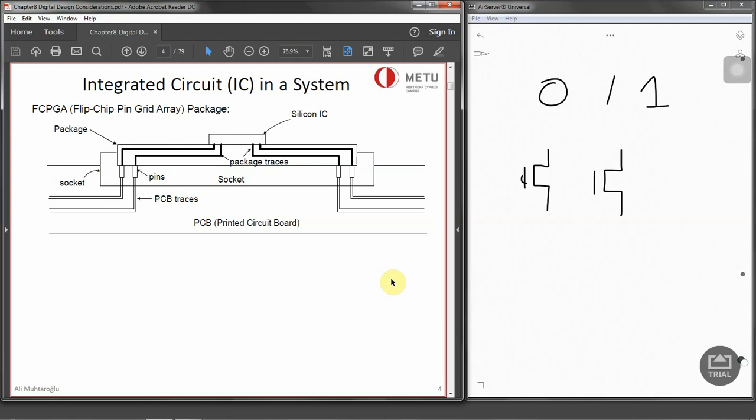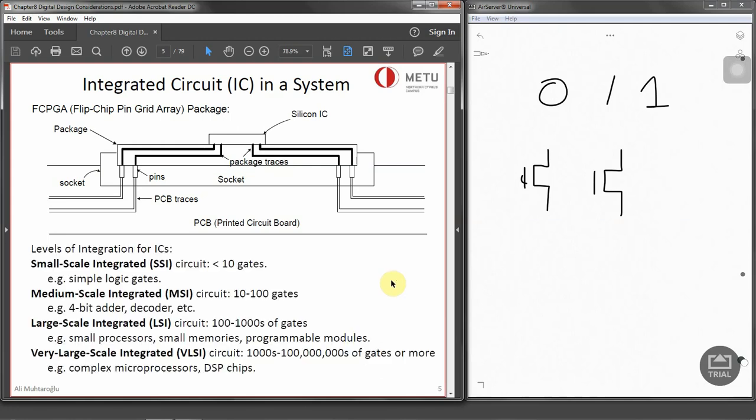Now we can also describe this integration by levels. For example, if you are building a logic circuit with fewer than 10 gates, we can say that's small scale integration. If you are building 10 to 100 gates, that can be medium scale integration. Large scale integration is hundreds to thousands of gates together, and then very large scale integration, which we now use in most systems, is thousands to billions of gates altogether.